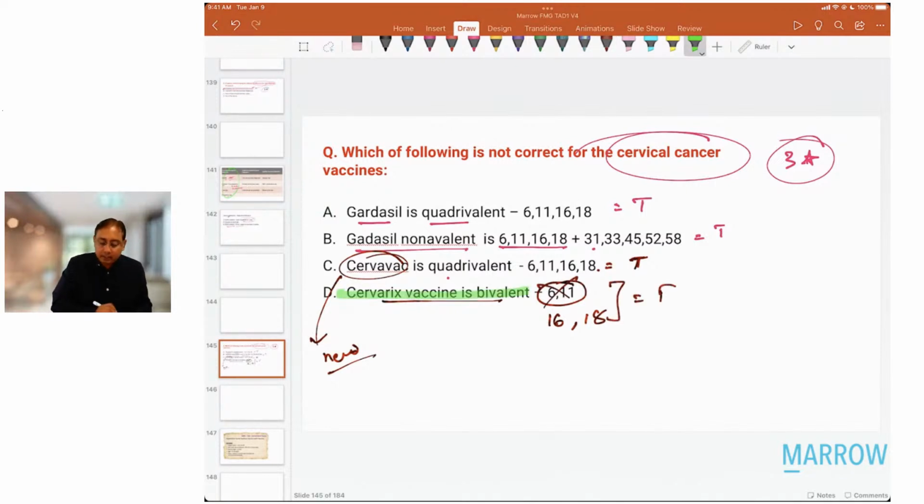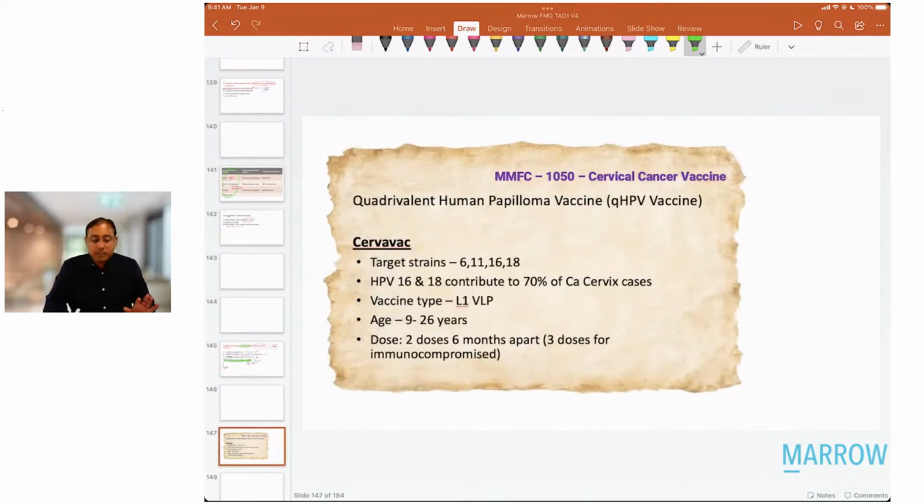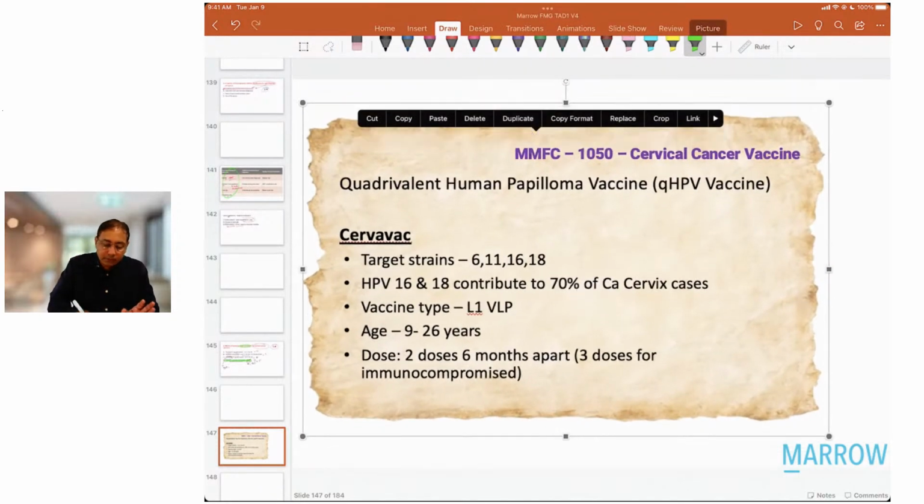You are going to mark this. So which of the following is not correct? You had to mark the not correct one. D is the wrong answer. A few points about Sarvavac. Sarvavac is important for your exam. You should know about Sarvavac.